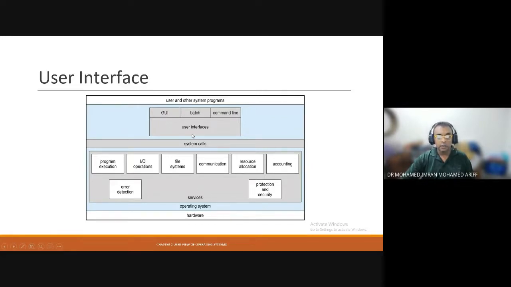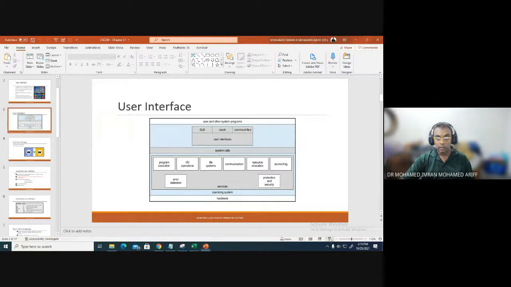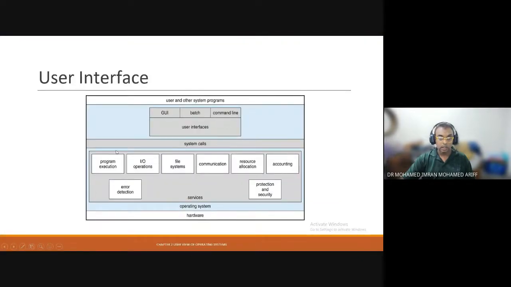There are three types of user interface, but we are only going to cover the graphical user interface and the command line interface. When the user clicks on a certain icon inside the GUI, the icon will actually run a system call. System calls are specific operating system programs that will initiate the programs.